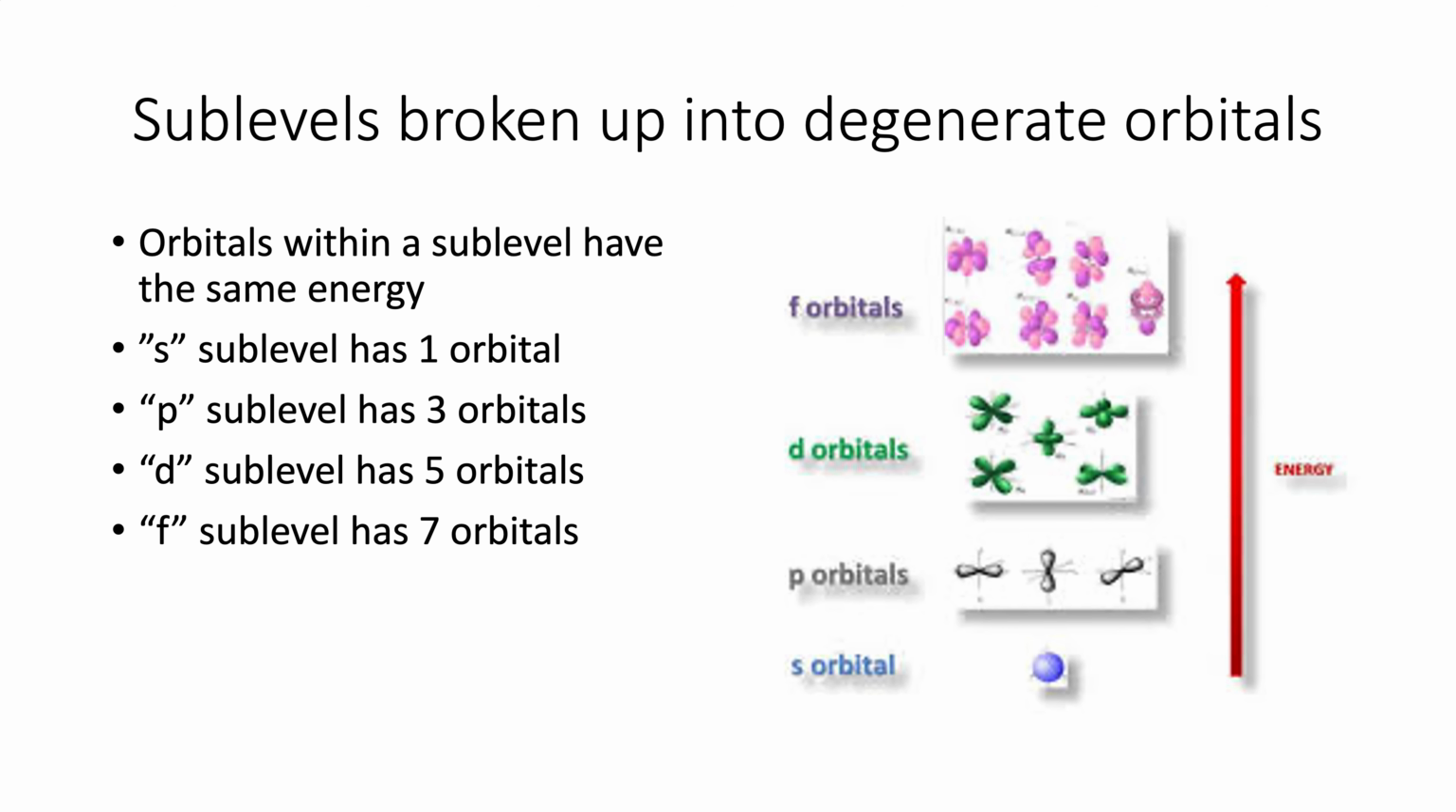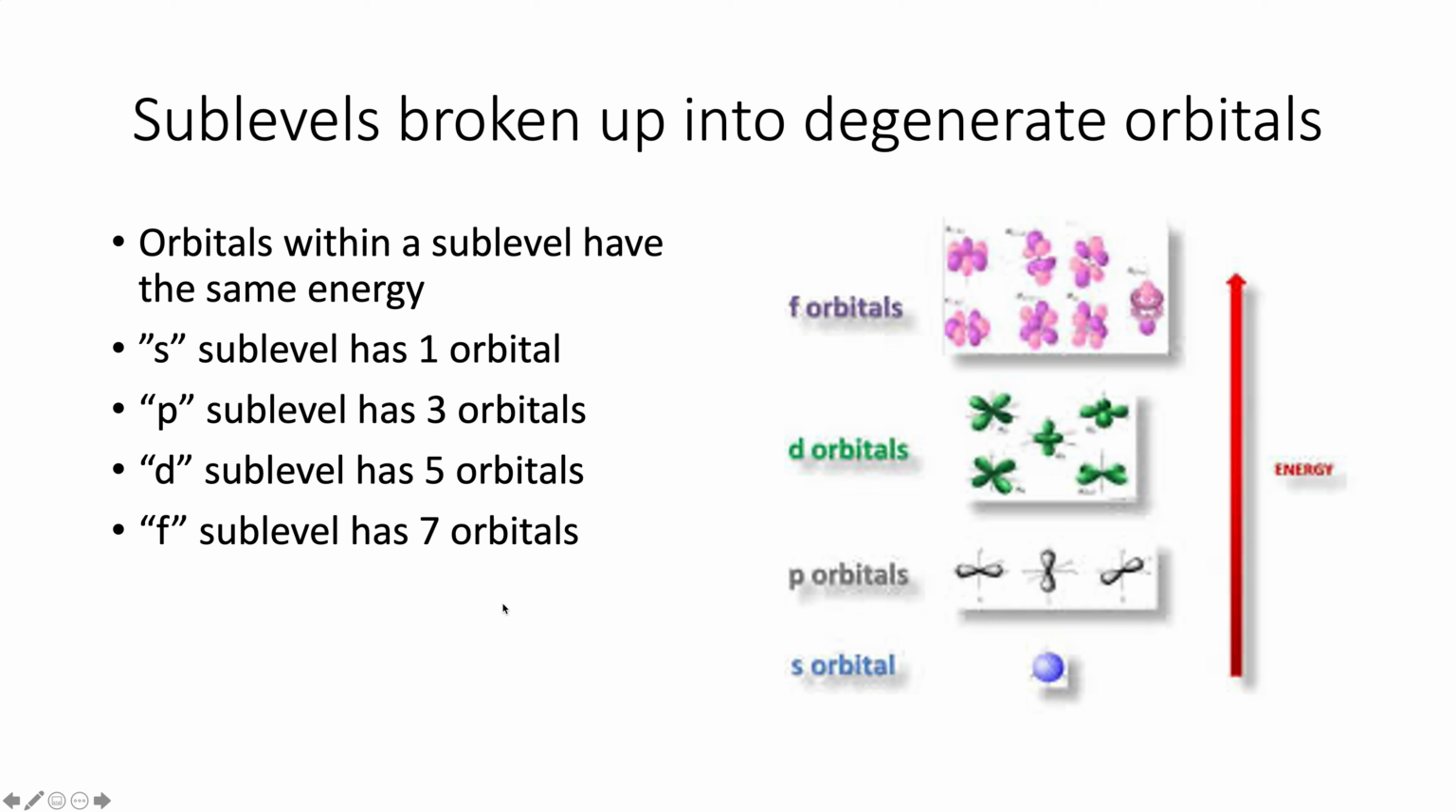And then the sublevels are broken up into what are called degenerate orbitals. So orbitals within a sublevel have the same energy. So that means all 7 of these F orbitals have the same energy. All 5 of the Ds have the same energy. And S sublevel has 1 orbital, P sublevel has 3 orbitals, D sublevel has 5 orbitals, F sublevel has 7.